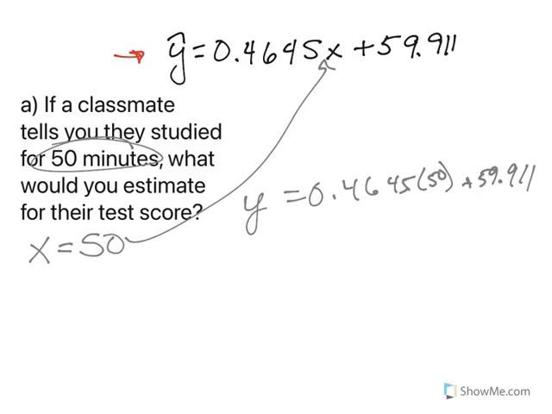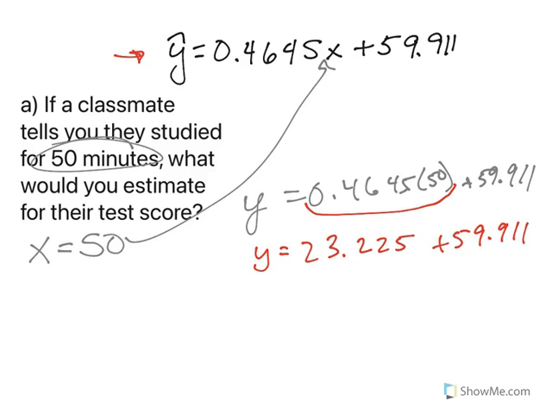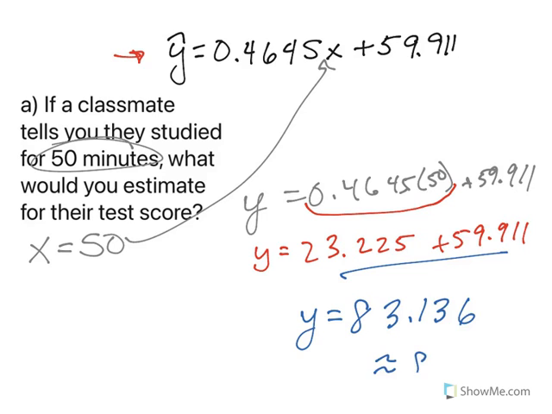Now let's use order of operations here. We're going to multiply first. So my 0.4645 times 50 gives me 23.225 plus 59.911. And last, we add these together. So if your friend or a classmate studied for 50 minutes, we would expect an 83.136. So about an 83 on this test. That's pretty good. I'd be happy with a B.